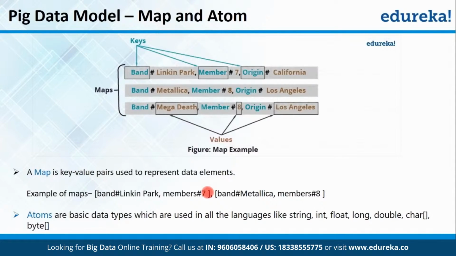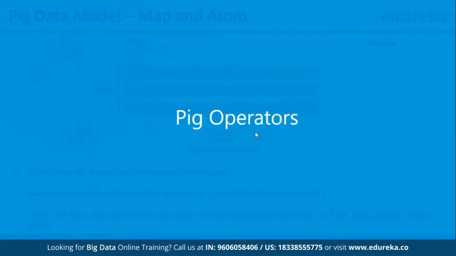The next is atom. Atom is nothing but the basic data types that are there in most of the languages like int, float, long, tuple, char. Okay, so these are called atoms in Pig. There is nothing much to understand in atoms, and it's time we move on to the next slide and look at some Pig operators.